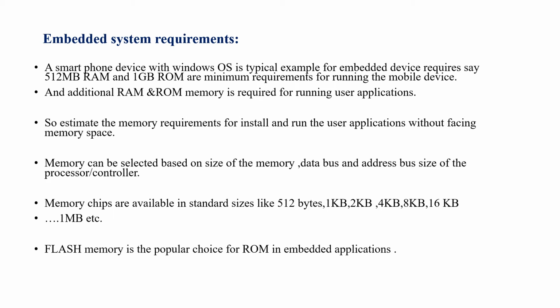So here suppose 512 MB of RAM and 1 GB of ROM are the minimum requirement for running the mobile device. This is the minimum requirement for the mobile to run. Additionally we can add RAM or ROM. RAM depends upon the user. That's why when anyone asks about a mobile, they ask how much memory your phone has. So nowadays memory is a major part.